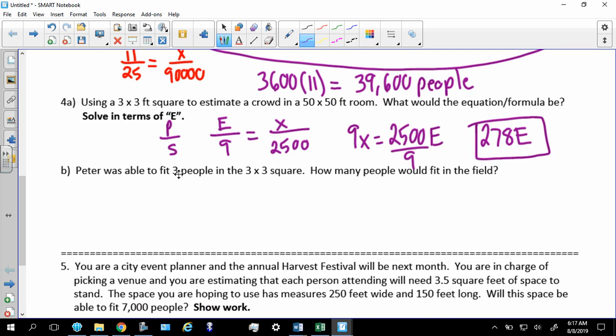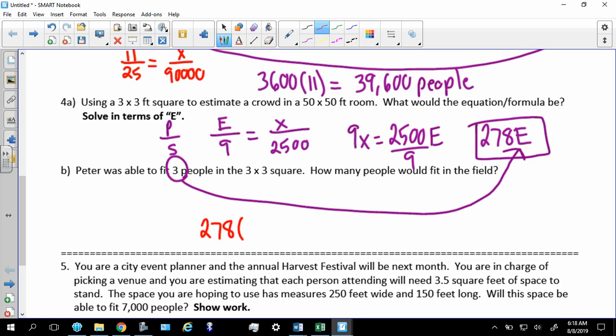Okay, now the next question, again, same exact thing. Peter was able to fit 3 people in the 3 by 3 square. Again, if you want a separate proportion, you can. I'm just going to take 3, plug it in for E. So that will look like, I'll write this in red to stand out, 278 times 3, and that gives me 834 people.